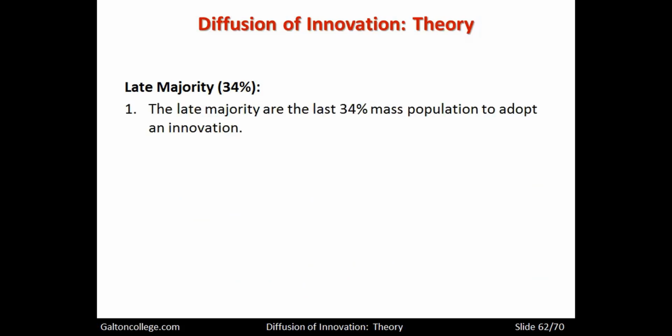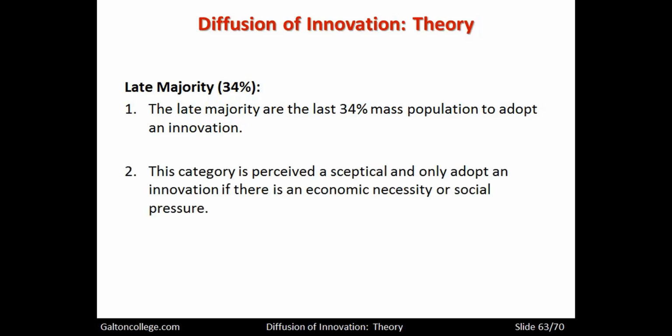There's also the late majority. 34% of the mass population. These are the ones who are late to adopt the innovation. They're much more skeptical, and they only adopt an innovation if there is an economic necessity or social pressure. They're reluctant. They don't want innovation as such. They only do it if there is a clear advantage and if they have to do it. But ideally, they want to stay as they are, and they don't want this change. But it's happening all around them, so they have to adopt it.